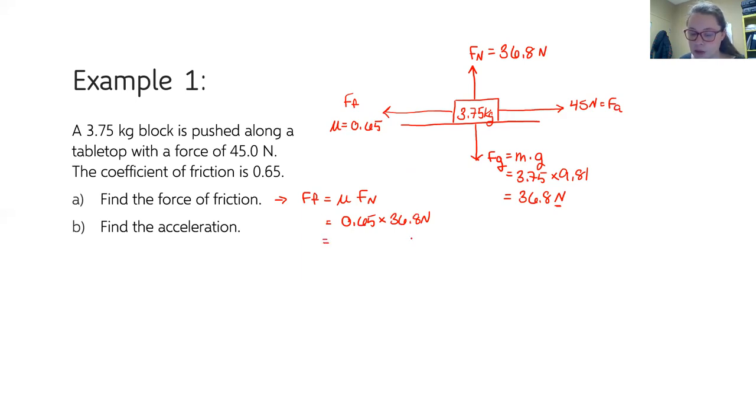Multiplying those two values together, you will find the force of friction is equal to 23.9 newtons. And you'll notice there's only two sig figs here, so I'm going to round to 2 digits. So 24 newtons. So we can label that in our diagram. Okay, so that's the answer for A. Now we can calculate B. Hopefully that makes sense to you.